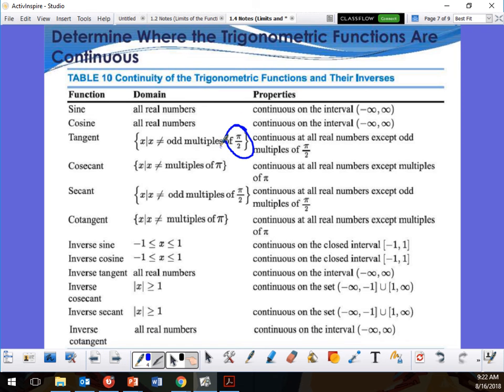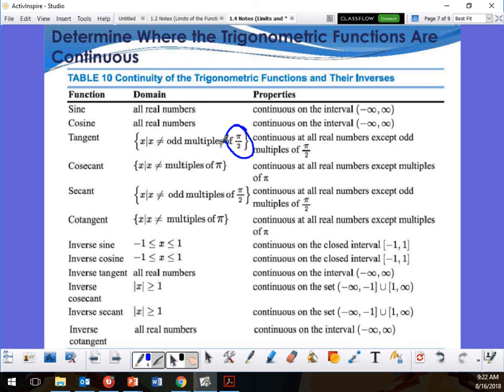So where else is it going to be undefined? 3 pi halves, right? The other side. So it's going to be undefined at those places. Now, cosecant and secant, cotangent, those are all the same things.